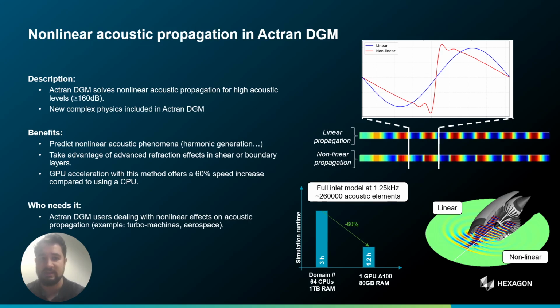Number 2 is the nonlinear acoustic propagation in Actran DGM. So in the 2024.2 release, Actran DGM introduces a time domain solver with nonlinear Euler equations. Nonlinear acoustics occur when you have nonlinear media, high noise levels, so in excess of 160 decibel, something like that. And these effects are not accounted for unless you use this nonlinear acoustic propagation operator in Actran DGM. For people working with turbo machinery, I think this one will be really exciting to get full, complete physics.